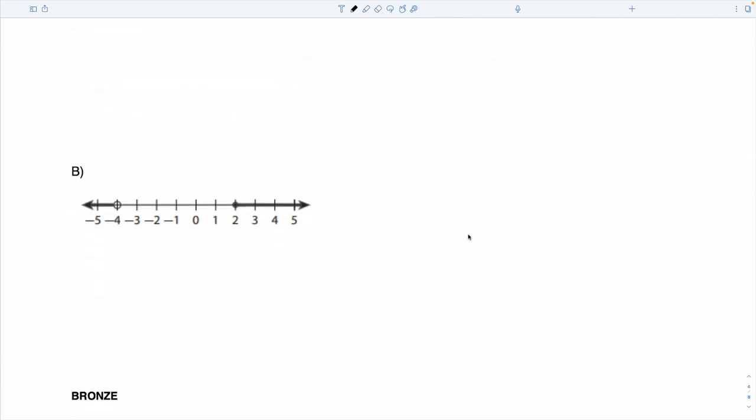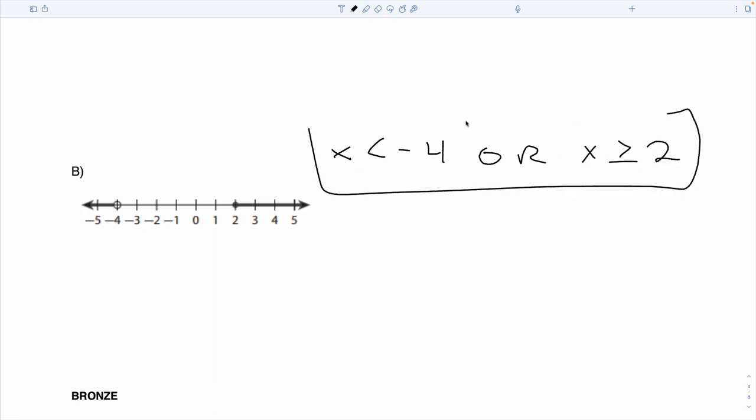B, give me the or inequality. Maya, you weren't here yesterday. Do you have it though? Okay. Elliot. x is less than -4 or x is greater than or equal to 2. Good. You cannot combine or simplify an or inequality.